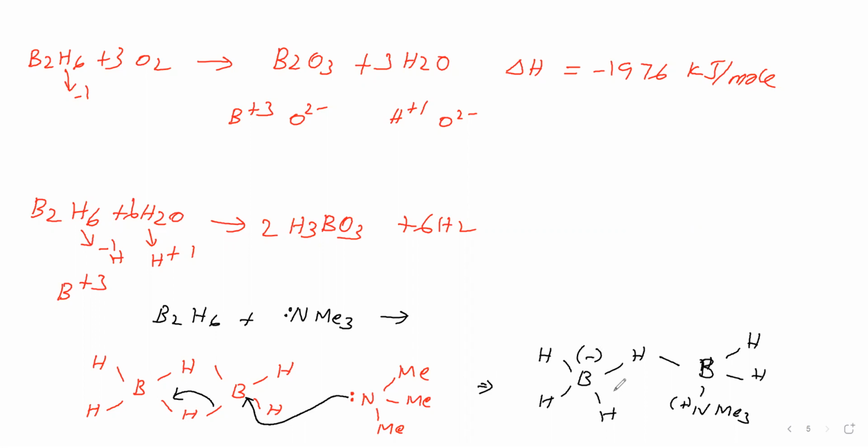Next, what will happen is this bond will shift. Before that, NMe3 is attacking. Trimethylamine is attacking this boron. This bond is shifting, so that we will get BH3, NMe3. Nitrogen is a donor, therefore +1. Boron is an acceptor, therefore -1. So an addition compound will be obtained.